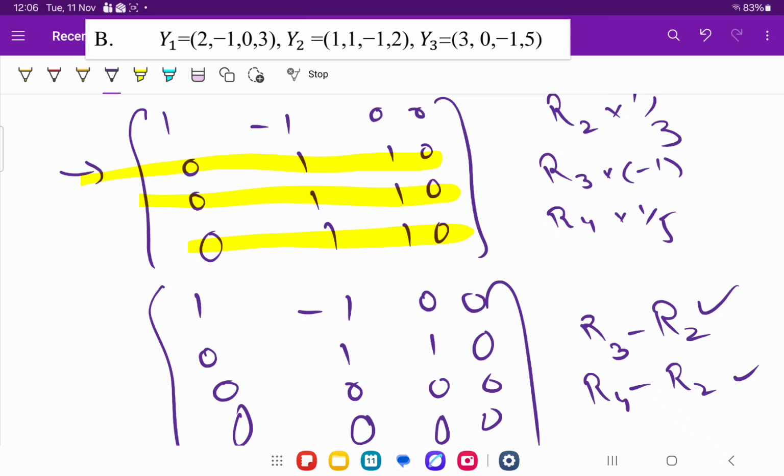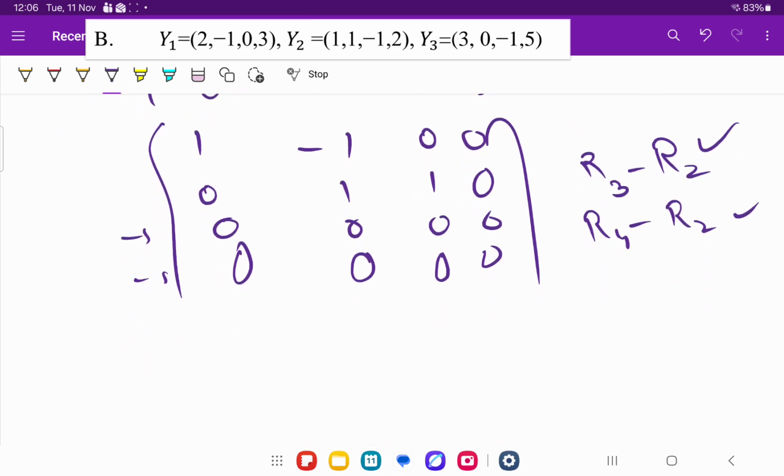Okay, so the second row remains the same, and we are changing the third row and fourth row. That's why when both of the rows are equal, one will be eliminated. Eliminated means zeros.